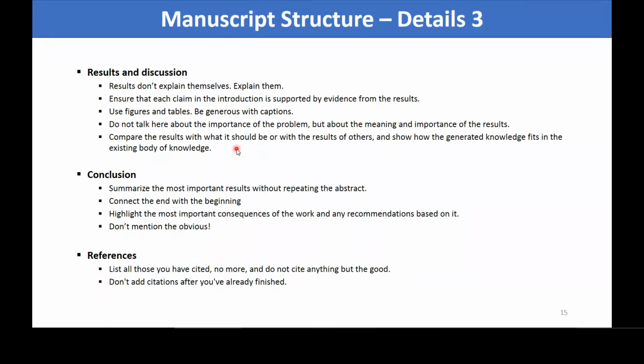For the conclusion, it is just a summary of the most important results, but without repeating the abstract. So the abstract serves its purpose. Now in the conclusion, you reiterate the main findings without repeating yourself.